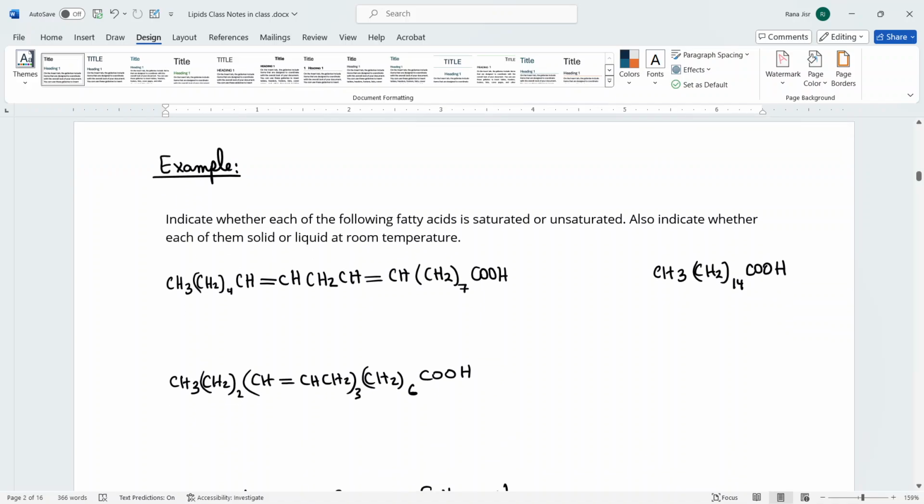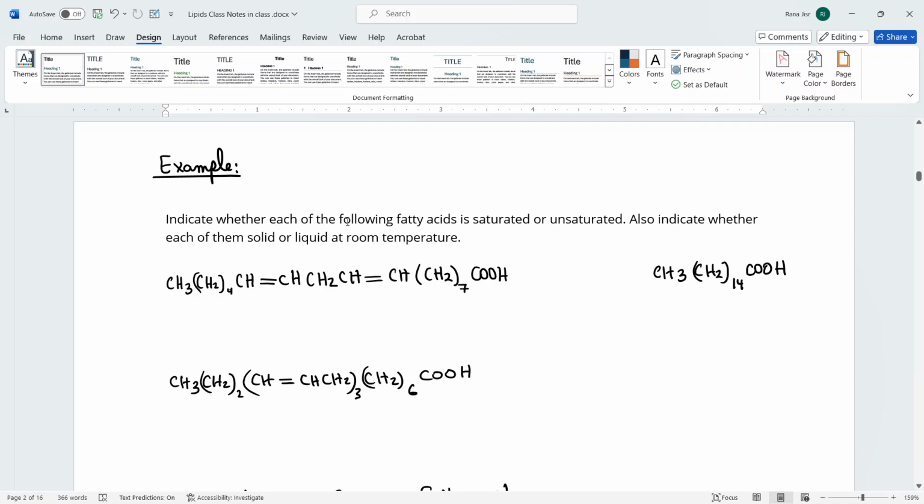So let's have an example there. Indicate whether each of the following fatty acids, again. Now, there is a table with all of the fatty acids and their names. You don't have to memorize any of those. So if I ask you about these fatty acids, all you need to do is go to that table, pick up the fatty acid in question, and work with it.